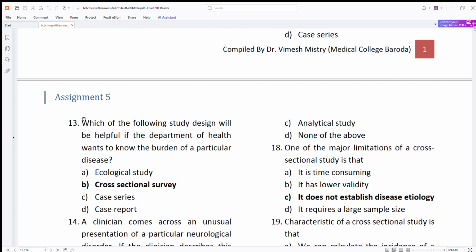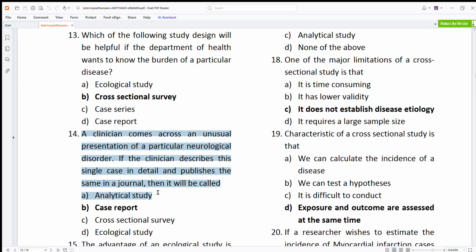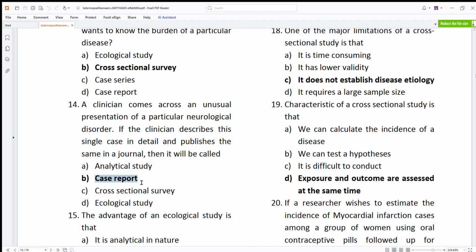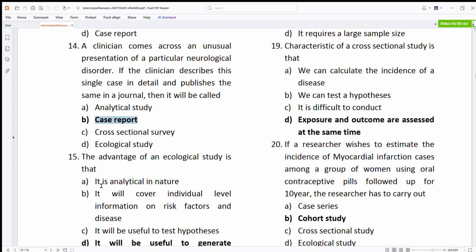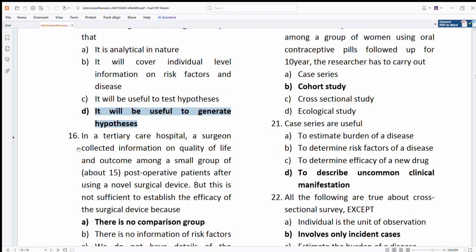Then which of the following study designs will be helpful if the Department of Health wants to know the burden of a particular disease? Cross-sectional survey. Then a clinician comes across an unusual presentation of a particular neurological disorder. If the clinician describes the single case in detail and publishes the same in a journal, it will be called case report. Yes, that's right. Advantage of an ecological study is that it will be useful to generate hypotheses. Yes, true. No, it is not analytical. Cover individual level, no. To generate hypothesis, ecological study.